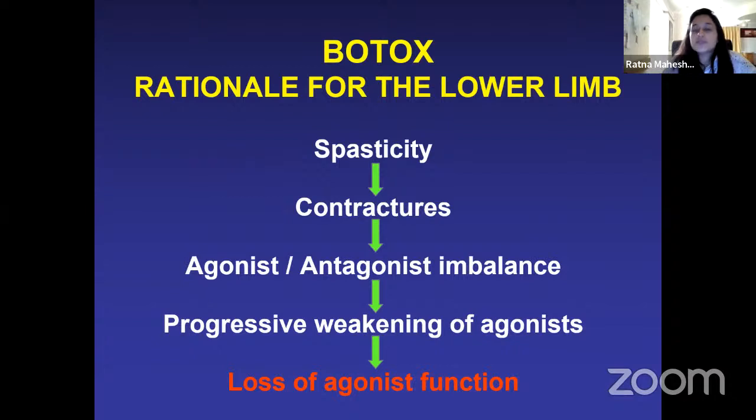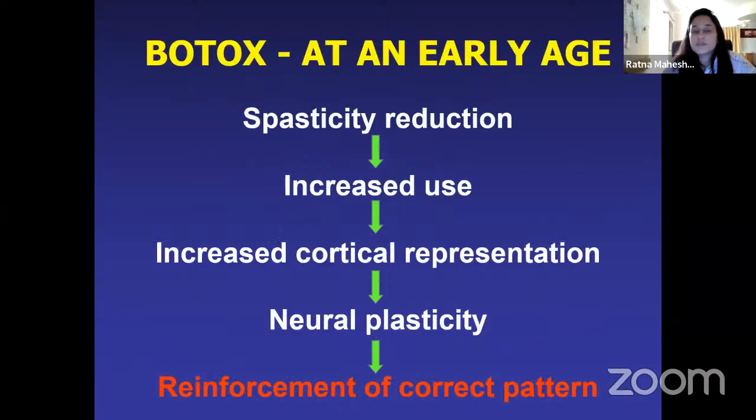We are also using it to restore the agonist-antagonist balance. And what we hope to achieve by reducing spasticity at an early age is increase the use of the muscle, increase the cortical representation, thereby developing neuroplasticity and a reinforcement of correct pattern.